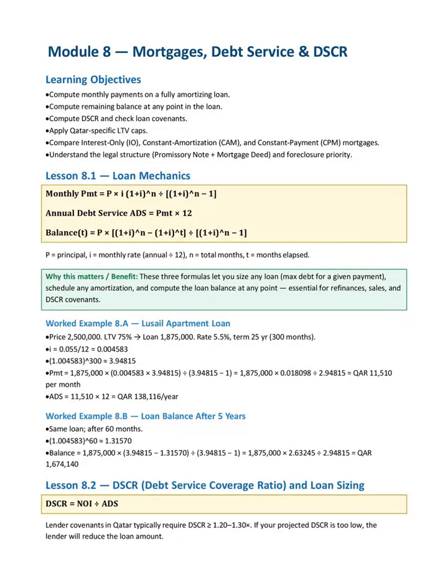This page is Module 8, Mortgages, Debt Service, and DSCR. Learning objectives include computing monthly payments and remaining balance. Lesson 8.1, Loan Mechanics. The level payment formula gives monthly principal and interest. Annual debt service equals payment times 12. Balance at any time uses the same formula. Worked example 8.A computes a Lusail apartment loan. 8.B finds the balance after 5 years. Then Lesson 8.2, DSCR, NOI divided by annual debt service.